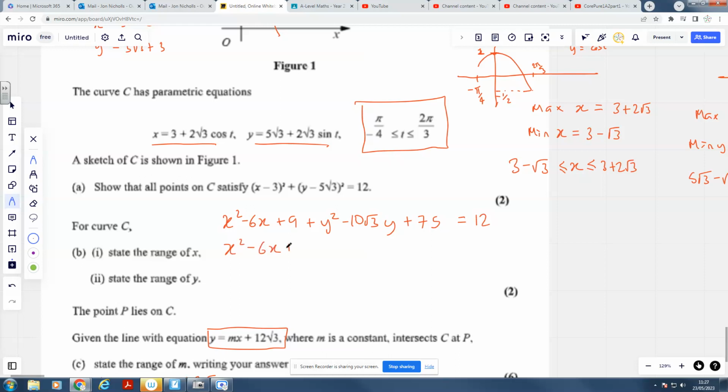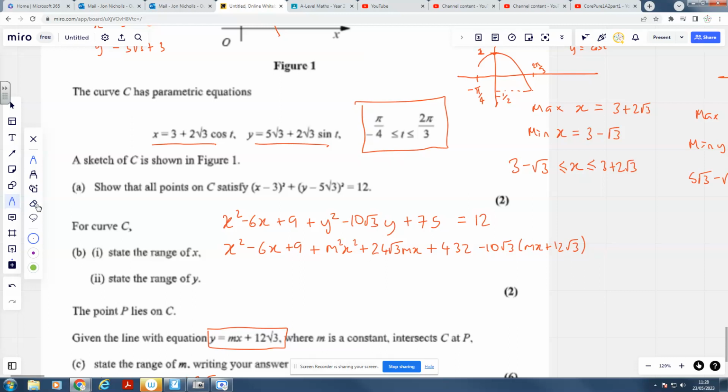So x squared minus 6x plus 9 plus, now let's just square this straight out. I'm going to have m squared x squared plus 24 root 3 mx. And then plus 12 root 3 all squared. I think it comes to 432. Okay, then I've got minus 10 root 3 times mx plus 12 root 3. Such a nightmare, hey? And then plus 75.